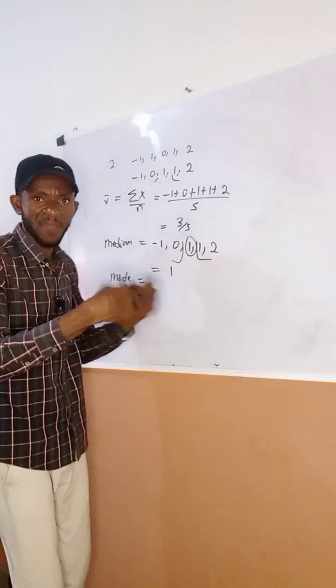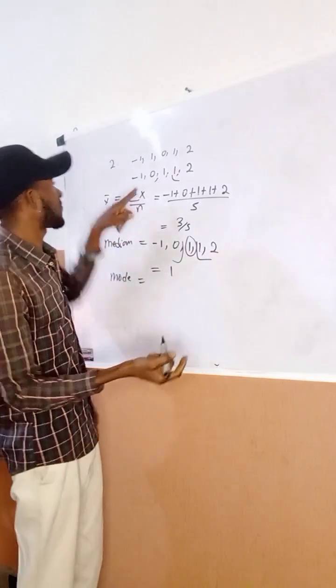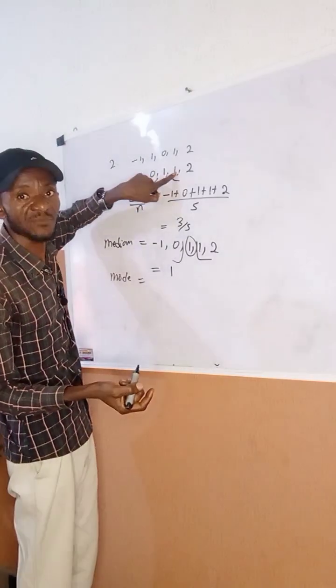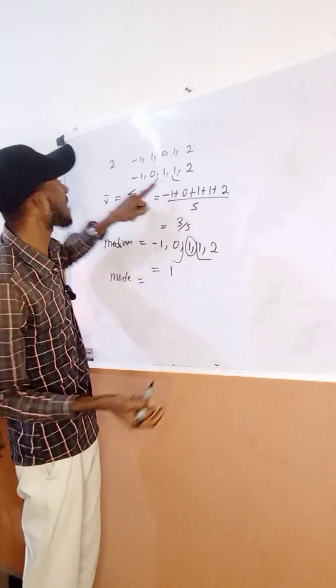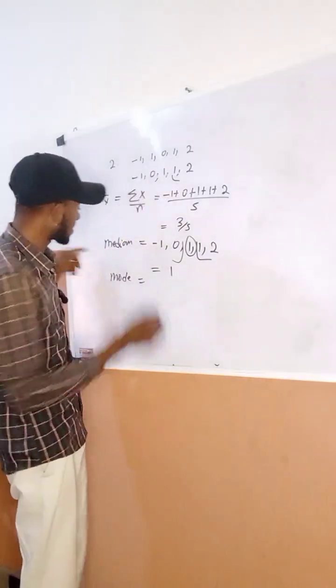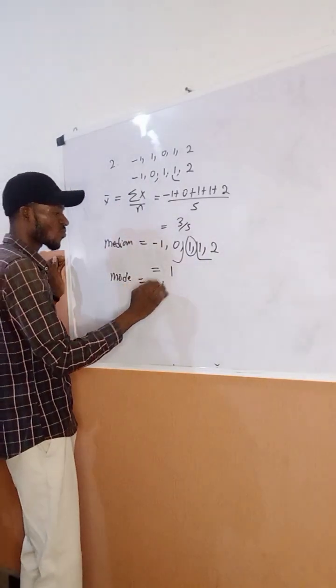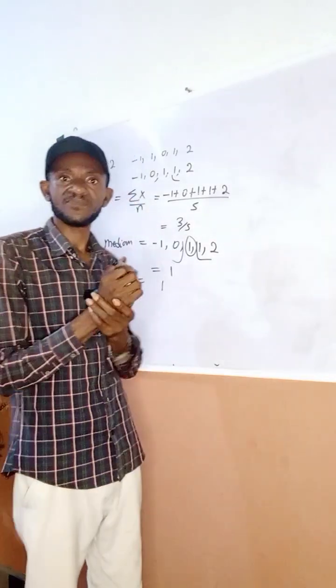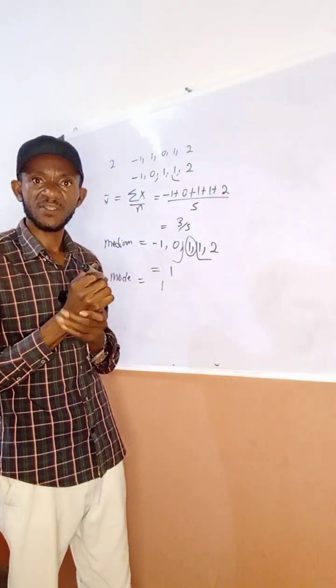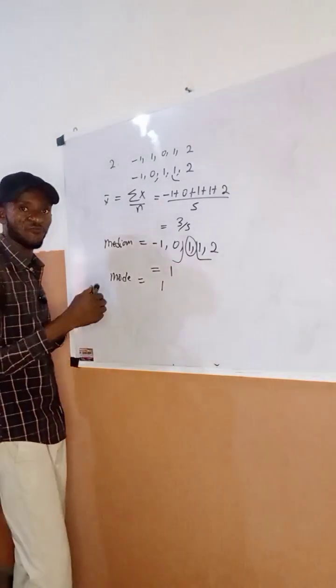So the moment you are done with that, we now talk about what we call the mode. Mode we say is the number with the highest occurrence. And if you come here, 1 occurred 2 times. And no other number occurred more than once. Which means in this case, my mode equals 1 as well. My mode equals 1. Okay?